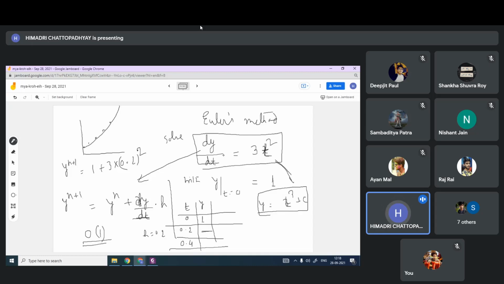When you are at 0.4, this will be the last level value. So this way you go on building this. Okay.